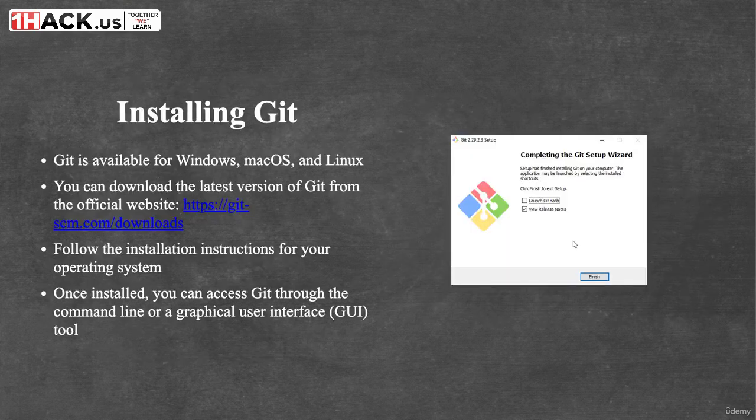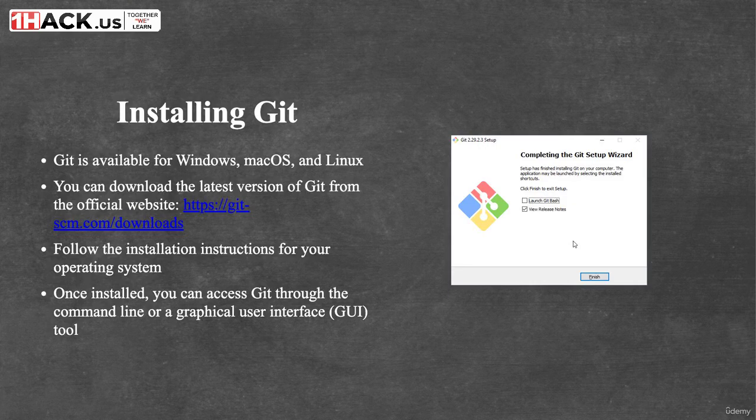The first step in configuring Git is to install it on your computer. Git is available for Windows, macOS, and Linux, and you can download the latest version from the official Git website at git-scm.com/downloads. The installation process is straightforward, and you can follow the instructions for your specific operating system.